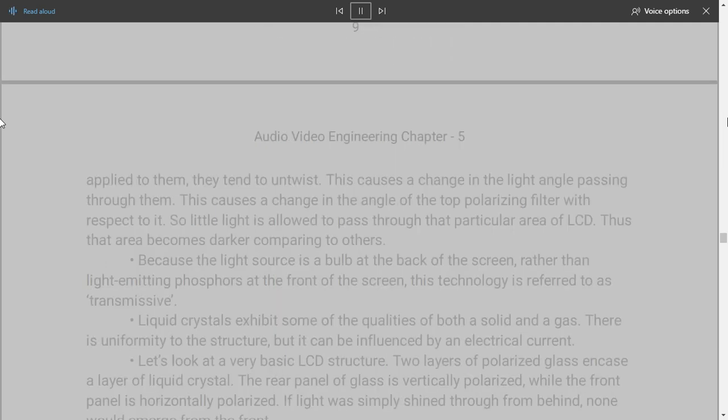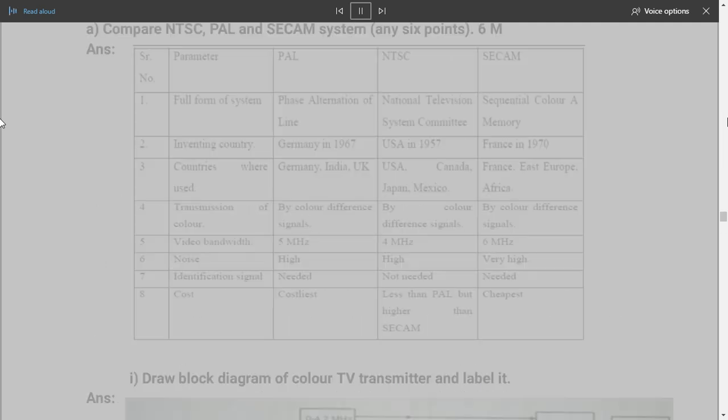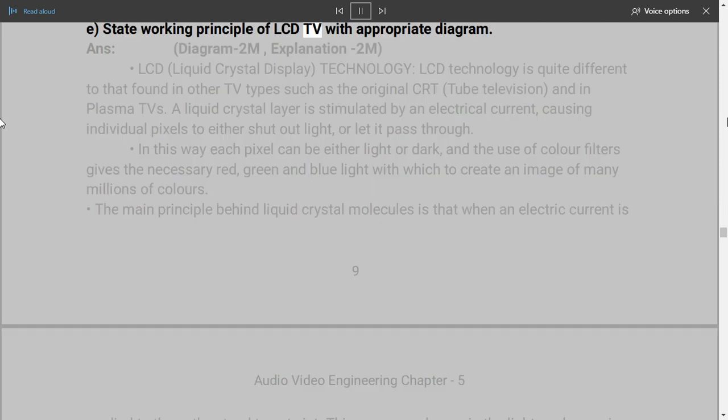9 A. Compare NTSC, PAL and SECAM system, any 6 points. 6 marks. I. Draw block diagram of color TV transmitter and label it. Answer. E. State working principle of LCD TV with appropriate diagram.